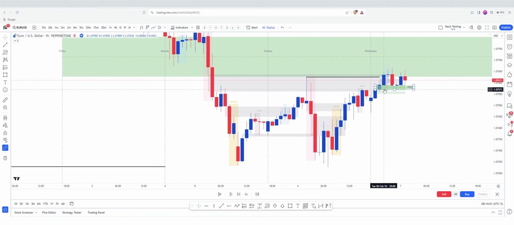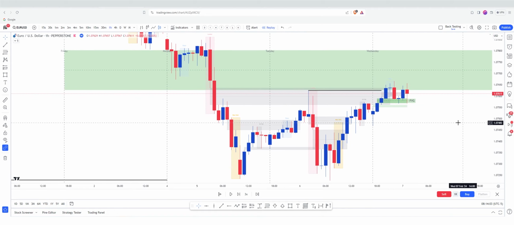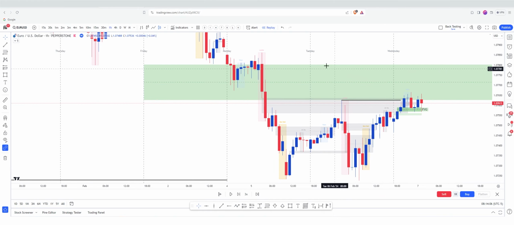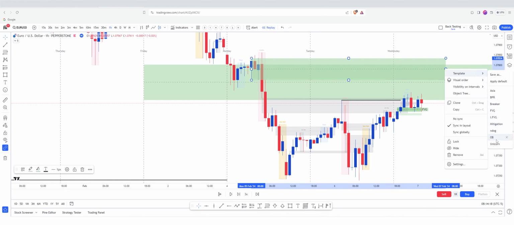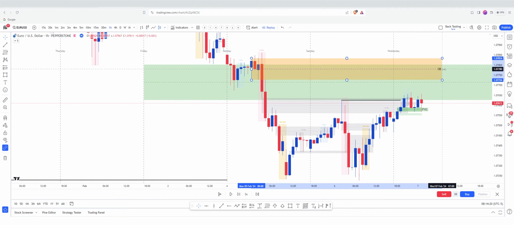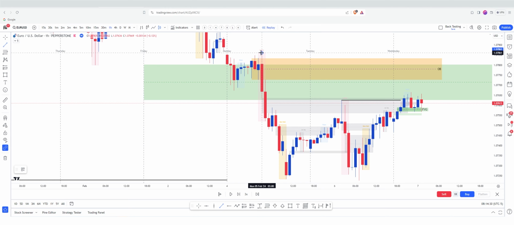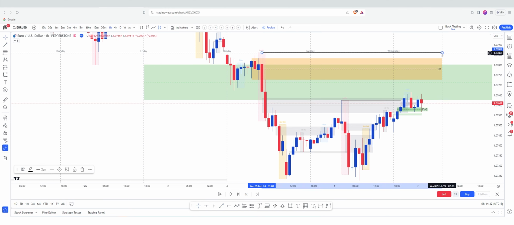If we're going to continue respecting this hourly fair value gap, a potential area of resistance would be this order block here, which is an hourly order block created in the London session on Monday. So there's our potential area of resistance. If we are going to come up into the daily fair value gap, we may find some resistance at this point. Then ultimately we do have Monday's high that we put in on the London session as an external point of liquidity.